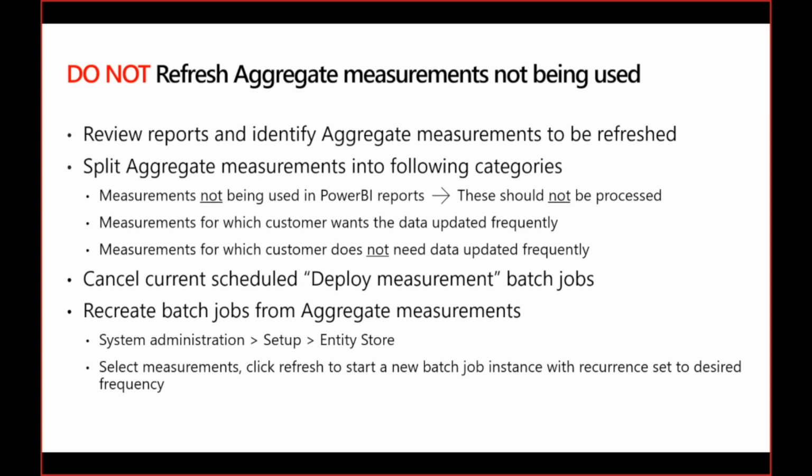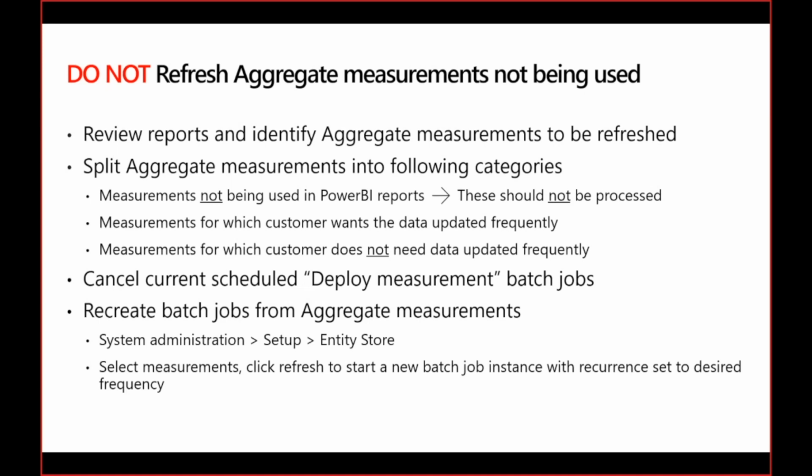And the whole advice here that we give is that you try to split the aggregate measurements into categories like, okay, this one I don't need, so they don't have to be processed. Some of them maybe I would like to have updated frequently, like hourly, so this is one bucket. And the other one could be maybe only need to have the data refreshed daily. That could be another bucket. So the whole idea is that you split them up.